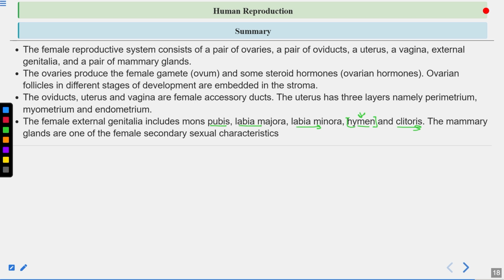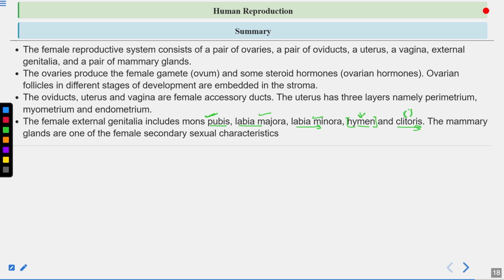Okay, clear? Then mons pubis consists of fat and pubic hair. Below the mons pubis, labia majora is present. Then labia minora is present. Clitoris is present at the junction of the labia majora and labia minora. Where the 2 labia minora meet, there the clitoris is present, meaning at the junction of the 2 labia minora.